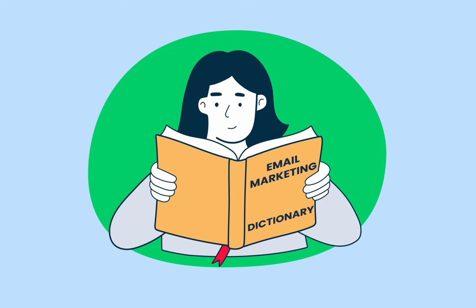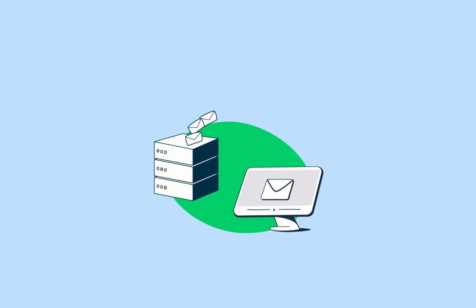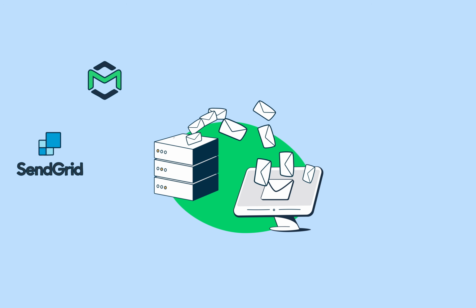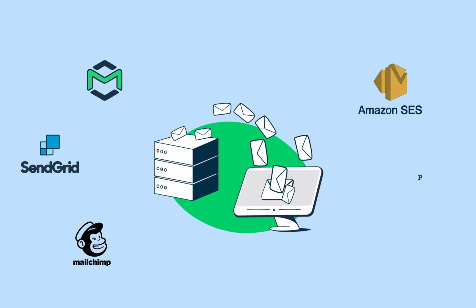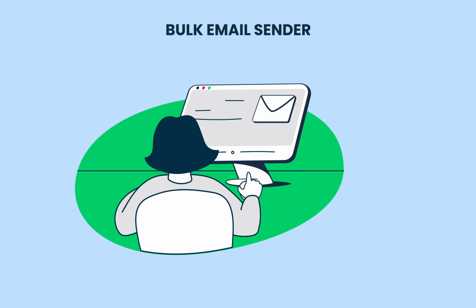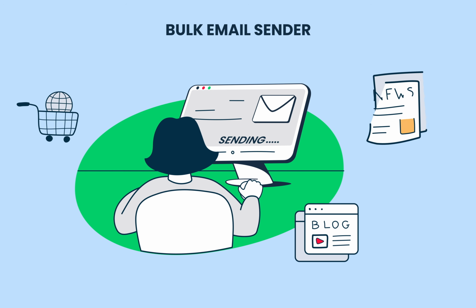In email marketing, the term bulk email sender can refer to two different things. One, the tools enabling the distribution of bulk emails such as Mailtrap, SendGrid, Mailchimp, Amazon SES, Postmark, Mailgun, and more. And two, the organizations or individuals sending the bulk emails. For example, e-commerce companies, bloggers, media outlets, and so on.